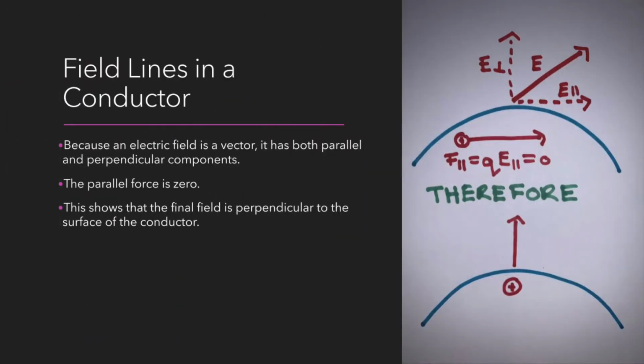Field lines in a conductor. Because an electric field is a vector, it has both parallel and perpendicular components. When calculating the force for both components, you will find that the parallel force is 0. This shows that the final field is perpendicular to the surface of the conductor. The picture depicted on the right shows this. So you can see both components of the electric field, and when you calculate the parallel force, it equals 0. Therefore, the only component left is the perpendicular one.